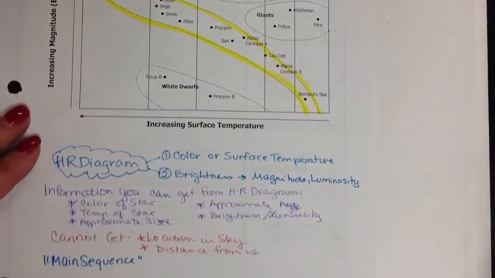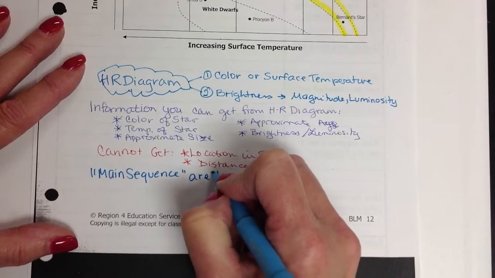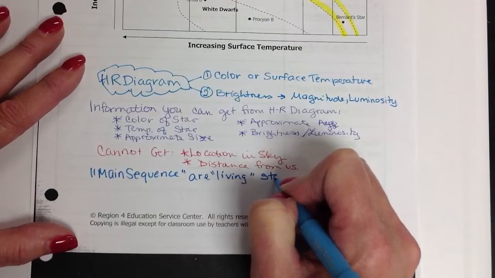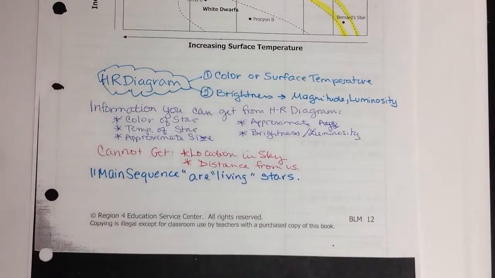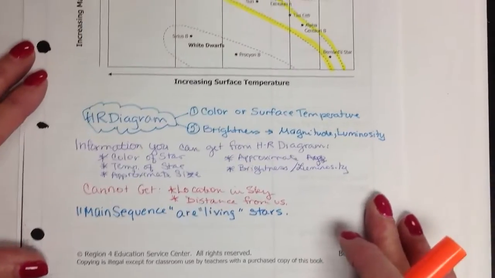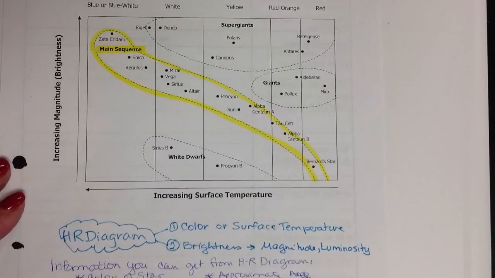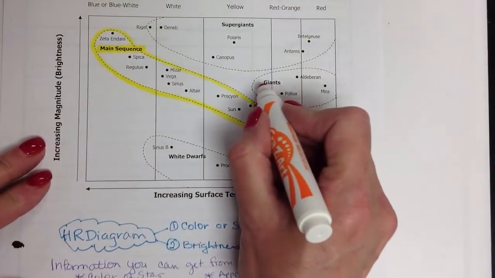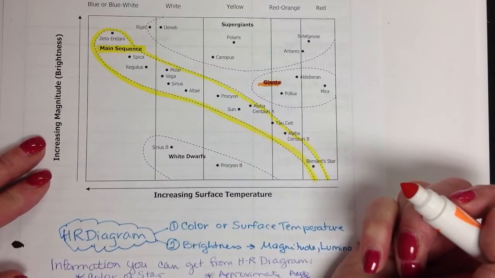So, main sequence stars are living stars. Okay? Remember we talked about the life cycle of the star, and we said that as our star, the sun, ages in about 4.5 billion years, our sun will expand to become a red giant. Well, our sun will expand to become one of these, a giant, okay?